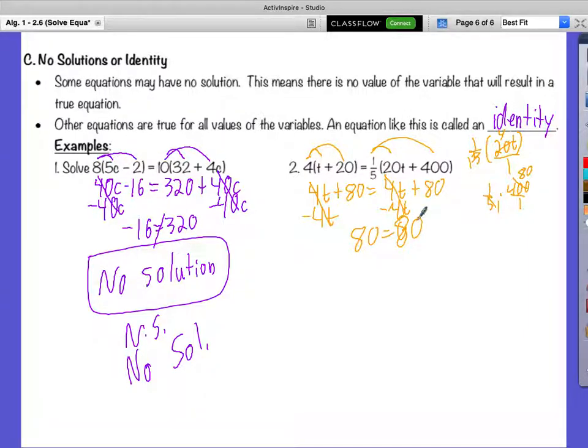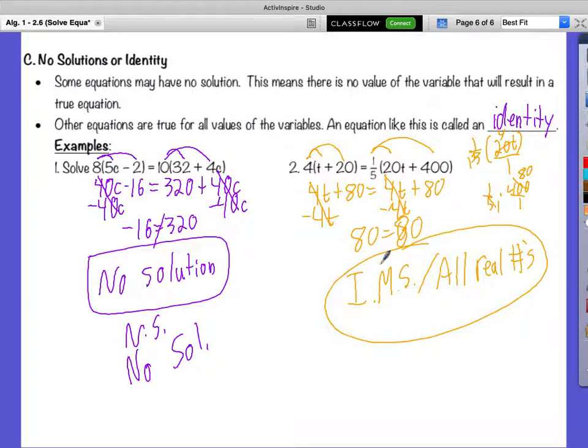Yeah. So no matter what variable you put in here, you can put literally any number in for t, and it will work. You guys might know that as IMS, infinitely many solutions, meaning any number possible works in it. I've also heard it called all real numbers, saying that any number that is a real number will in fact work. Questions on that at all?